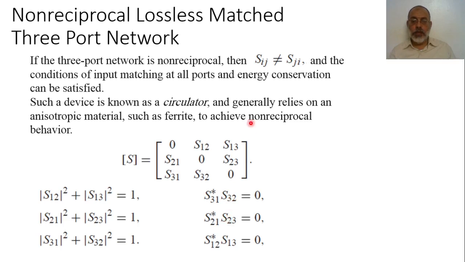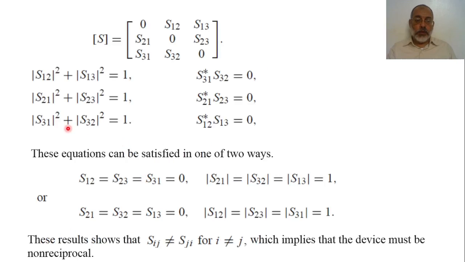Previously we said that S12 does not equal S21 because it is non-reciprocal, and S13 does not equal S31. So these are the conditions. To satisfy them simultaneously, we can choose S12, S23, and S31 to be 0. So the three equations are satisfied in this case.